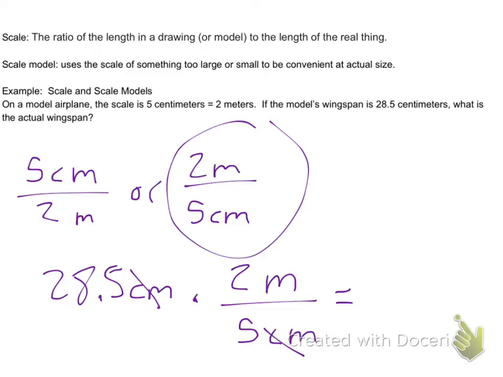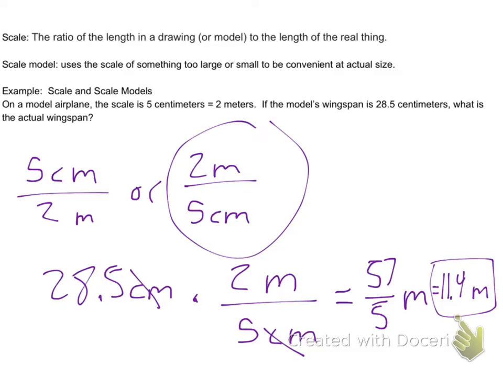28.5. What's 28 times 2? Come on, guys. 28 plus 28. Fritz? 56. A half times 2 is 1. So that makes us 57. So we end up with 57 over 5 meters. Or if you can divide that out, you end up with 11 point what? 4? 11.4 meters. It's pretty big, right?